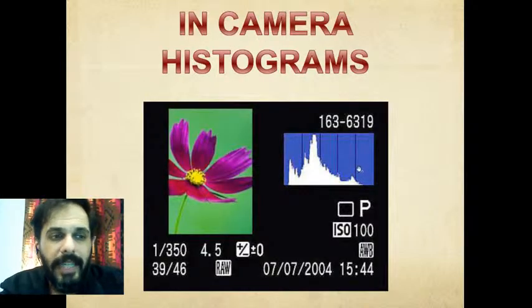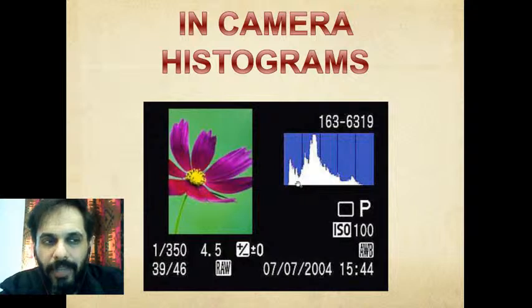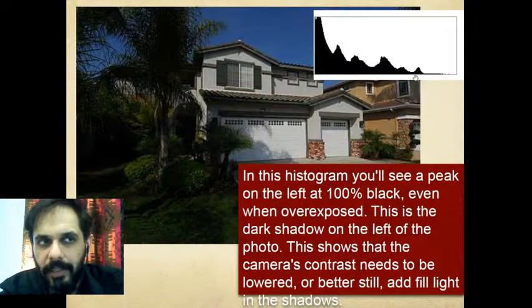Okay. So in the camera you will have a histogram, and you have to adjust the histogram like this. If this whole thing is on this side, can you see this histogram?